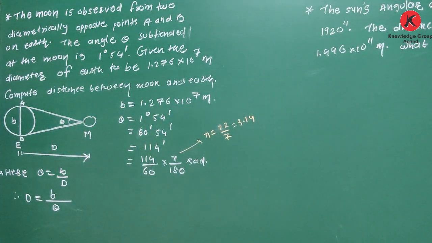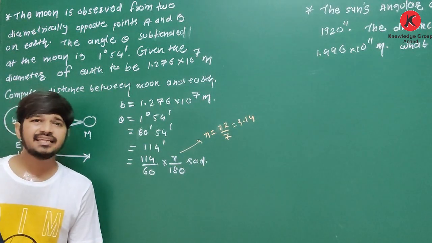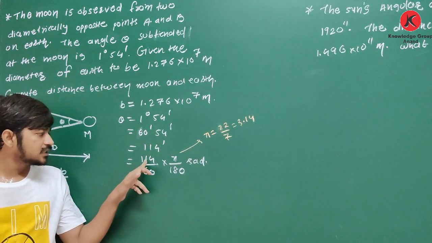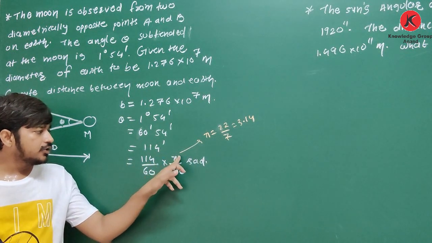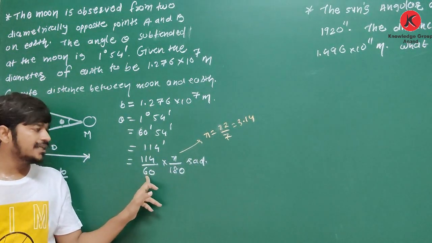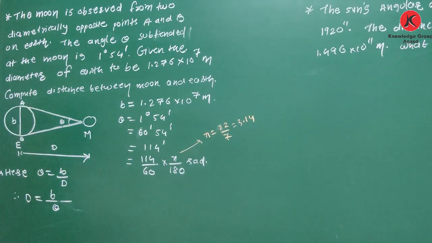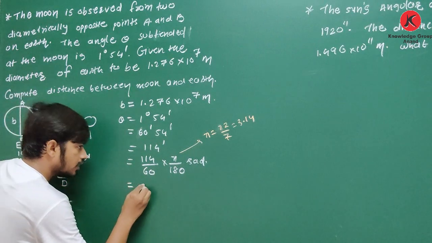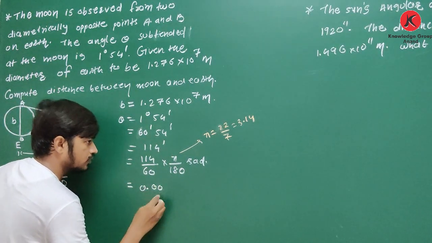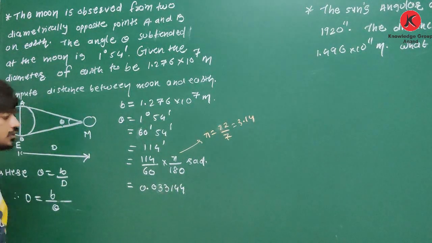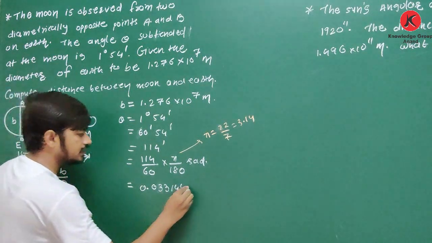Okay, so in a simple calculator, you have to do this calculation: 114 into 3.14 divided by 60 divided by 180. You will get 0.0333144. Okay, and it is written.